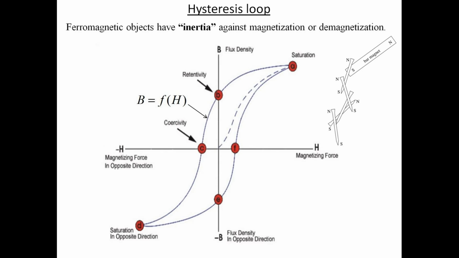Ferromagnetic objects have inertia against magnetization or demagnetization, same as acceleration or deceleration in classical mechanics. We can say that objects have resistance to magnetize or demagnetize. And these points on the hysteresis loop have names: coercivity on the x-axis and retentivity on the y-axis.